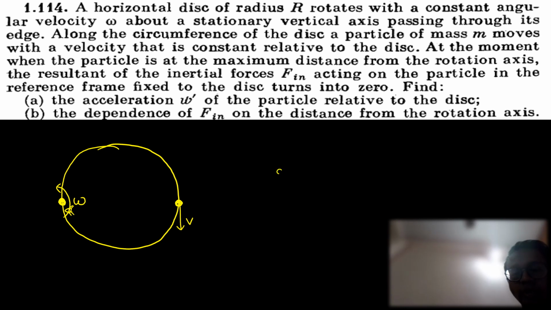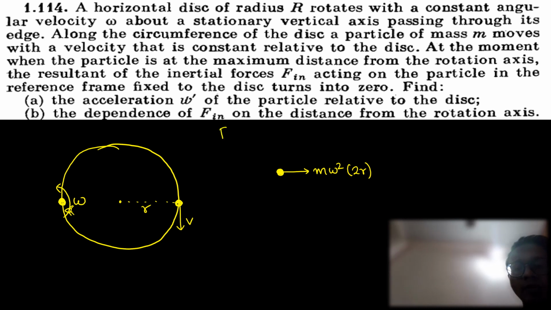Whenever our observer is rotating, there are two forces acting on the particle. One is the centrifugal force, m omega square into r. Here, r is the distance between the axis and the particle, where the distance between the axis and the particle is twice the radius of the disk. And there is another force acting on this particle when we have a rotating frame of observer, and that is the Coriolis force.